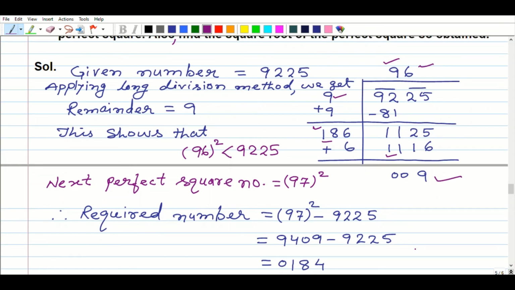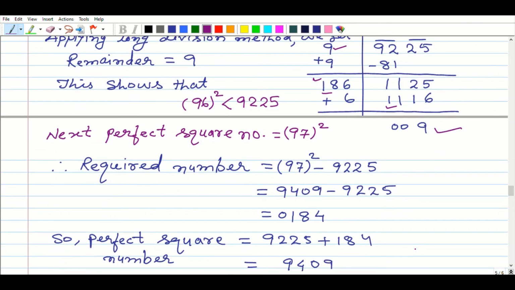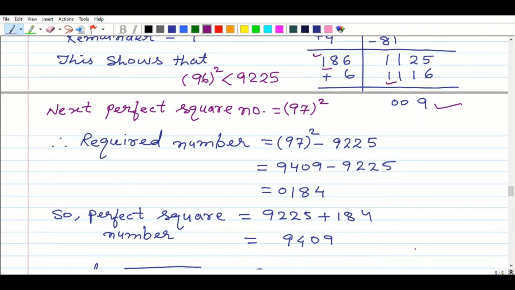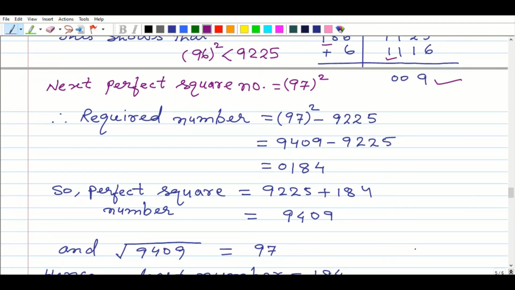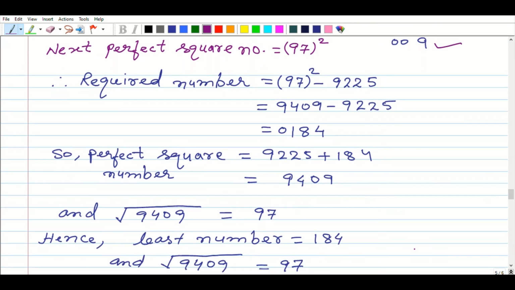After that, what is to be added there? So the perfect square is what? You add 184 to the given number, as already mentioned in the question. So we get 9409. So our square root of 9409 is equal to 97. So we can say that the least number is 184 and the square root of 9409 is equal to 97, right?